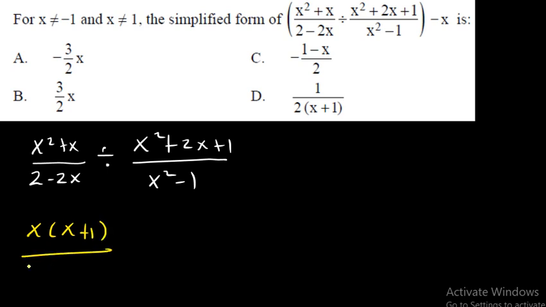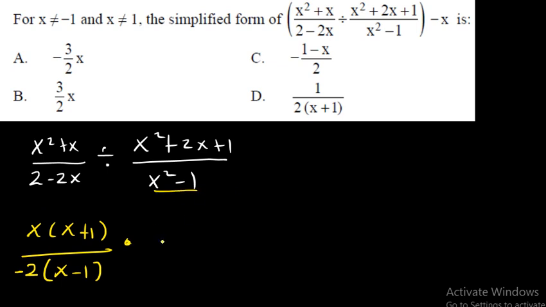The down part, I can take 2 common, or better, negative 2. If I take out 2, it will be 1 minus x. But I take out negative 2, so it will be x minus 1. Okay, they will exchange the place. And then when I go to the next part, I will make it times and then I'll flip.